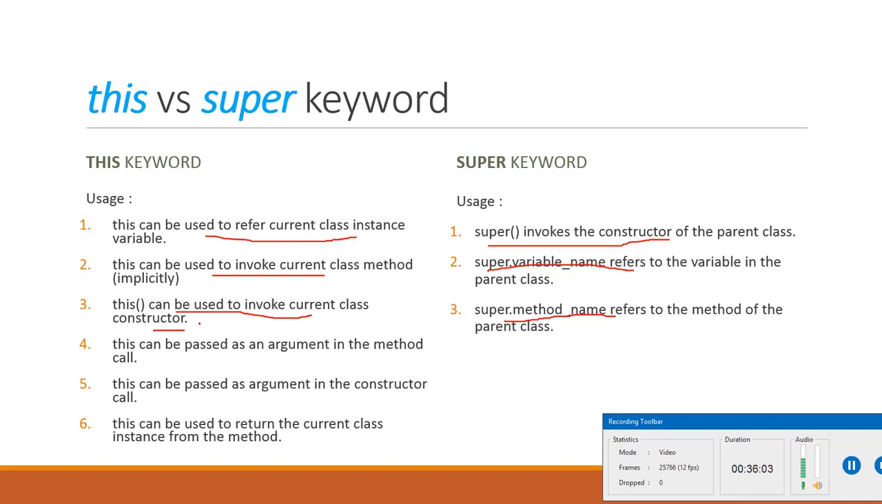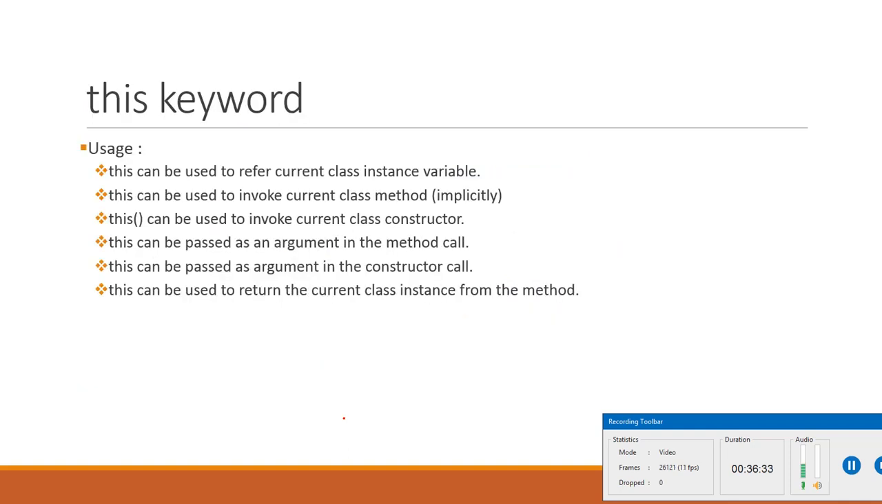So for example, if in a program you have more than one constructor, this keyword can be used to invoke the constructor of the same class. This can be passed as an argument in the method call. It can be passed as an argument in the constructor call also. And last, it can be used to return the current class instance from the method. So all these 6 usages we will see one by one with the help of examples.